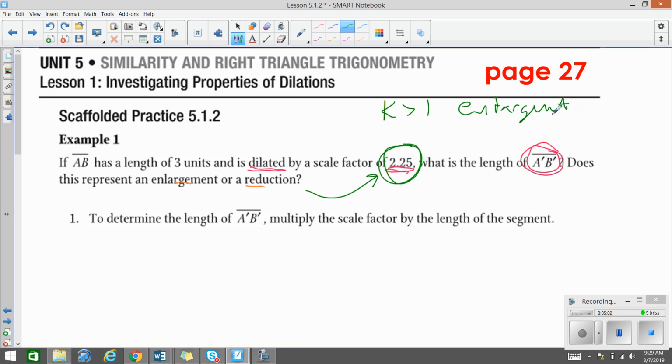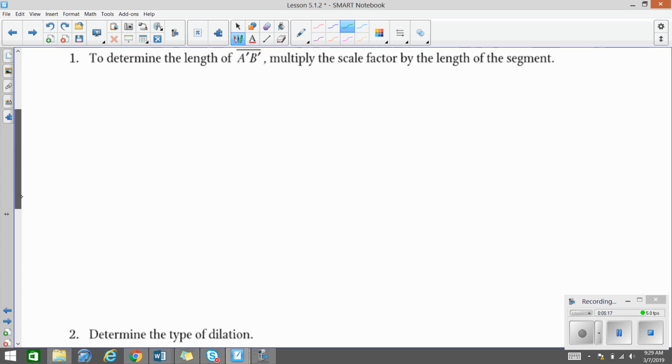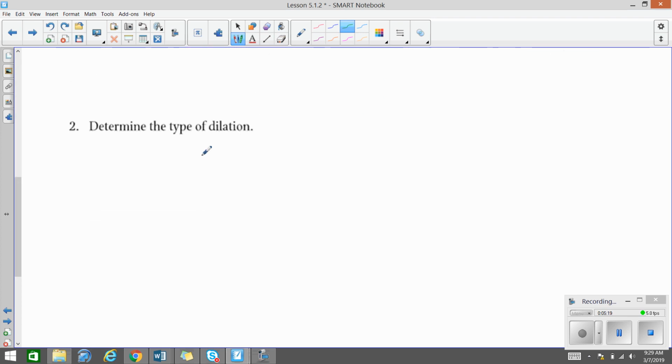Enlargement means your shape is getting bigger. In this case, your segment is growing by 2.25. It doesn't mean you're adding; we're going to show what happens. This is actually an enlargement. So if you go down here, part 2 asks you to determine if it's a dilation. Well, K is greater than 1, which means enlargement.